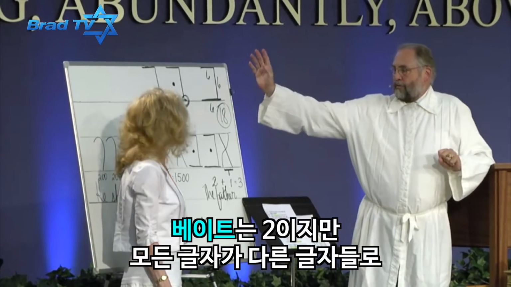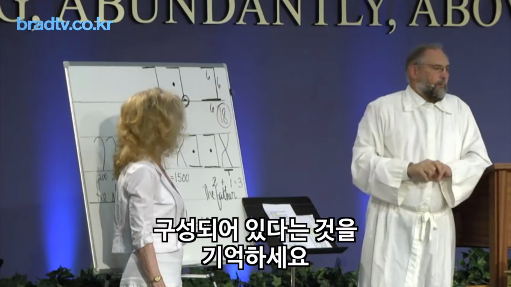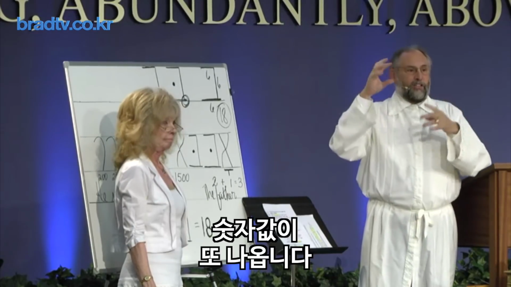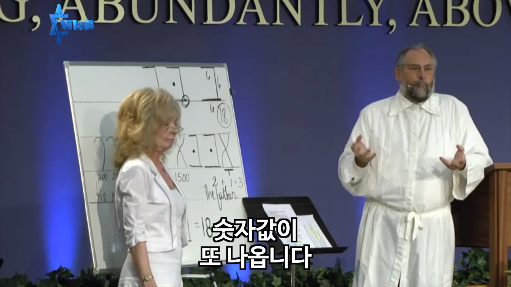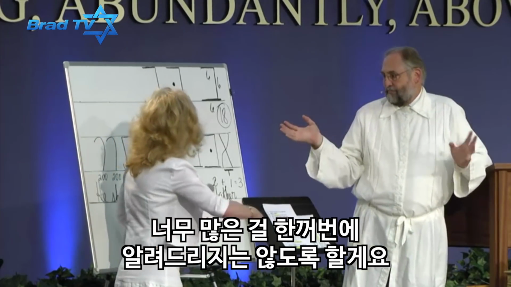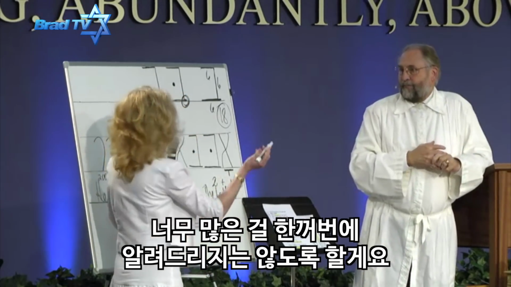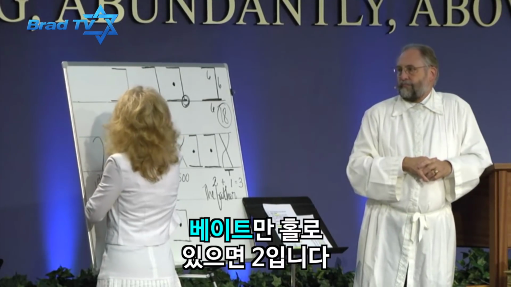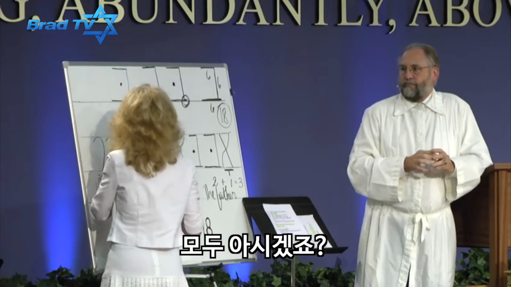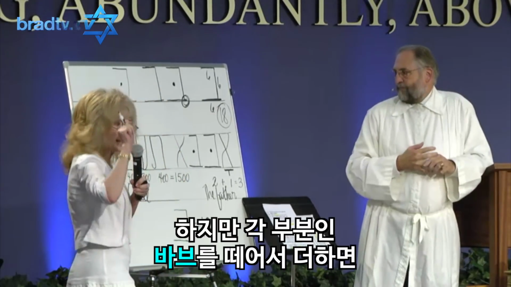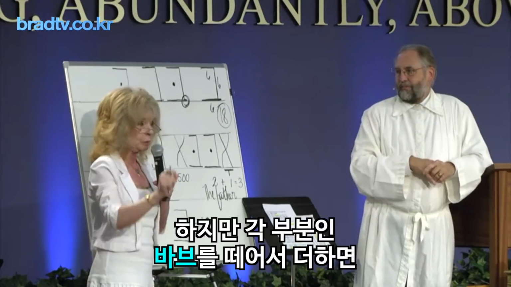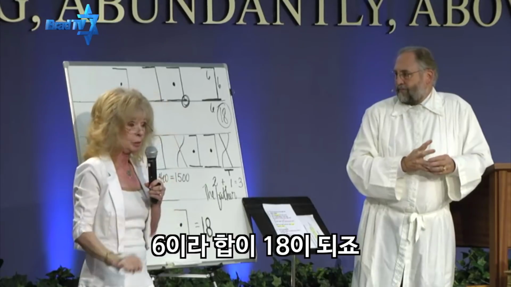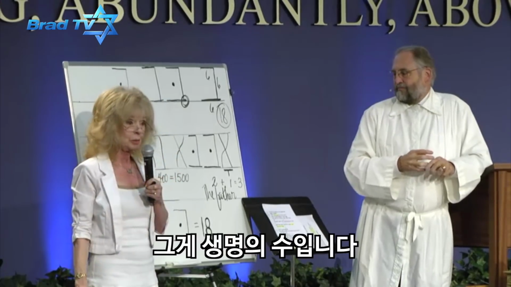Now, so you don't confuse, the bait is the number 2, but she's talking about how every letter is made up of other letters. And so when you look at the other letters that make up a letter, you can have another number. So we're giving you a lot of information coming at you at this time. So the bait all by itself, just as a number, is going to be 2. Everybody clear on that? But when you take each individual part of that bait, which is what letter makes up the bait? The vav, and there's 3 of them. Vav equals 6, which equals 18, which is the number of life.